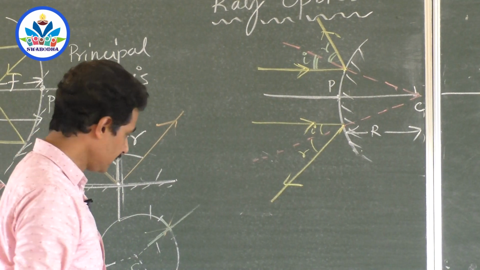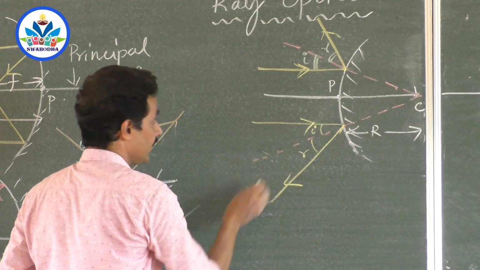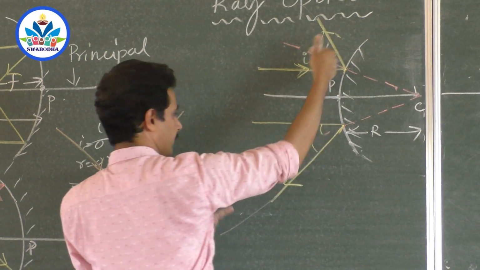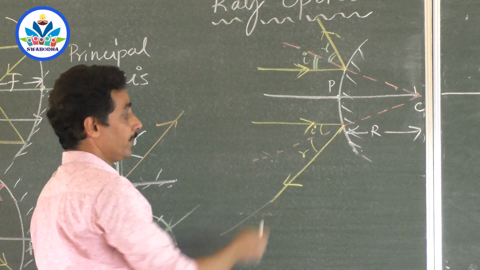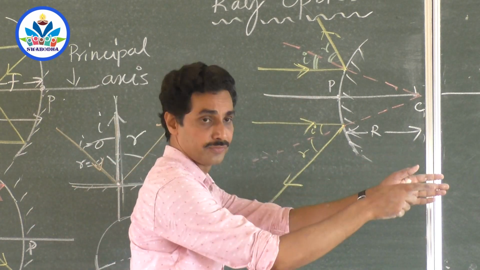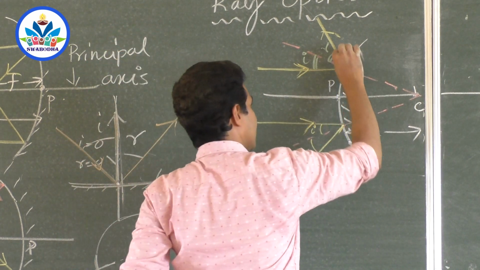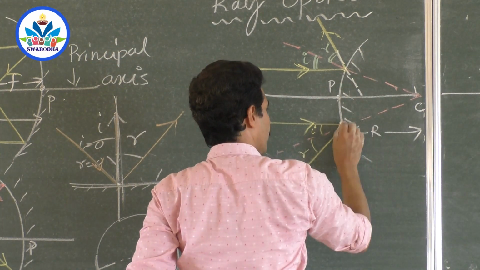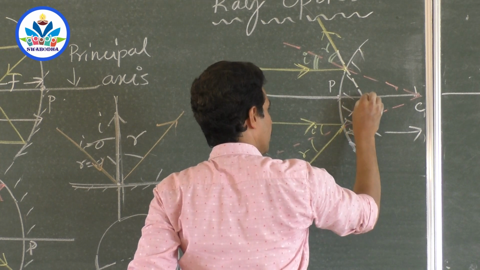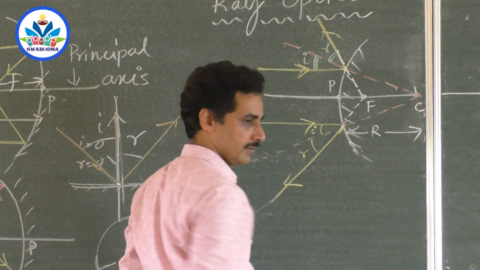Now for a person observing from here, if all these rays come like this, and the person is observing all the reflected rays, the person can't see the incident rays, they are moving out of him, and he is receiving all these reflected rays. He feels that these rays are coming from a point here, and this point is called focus.